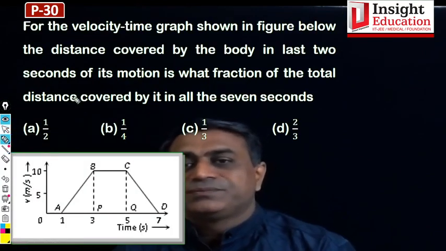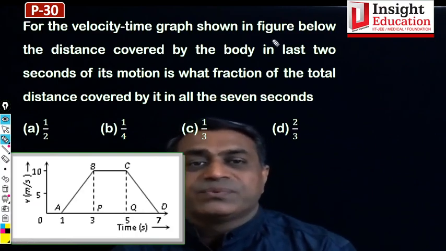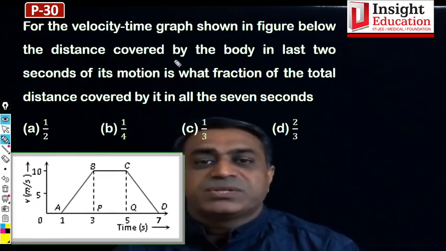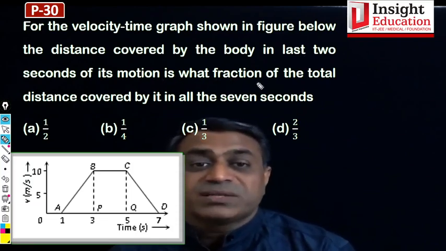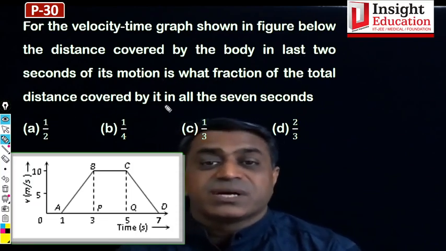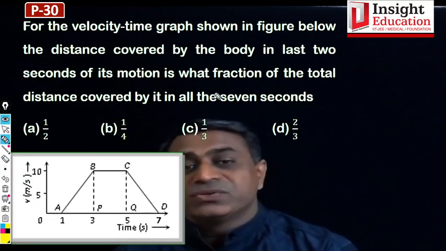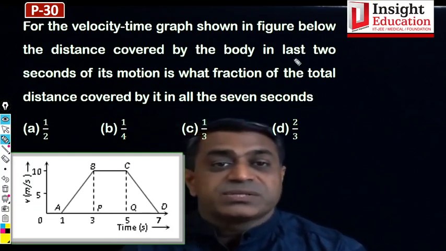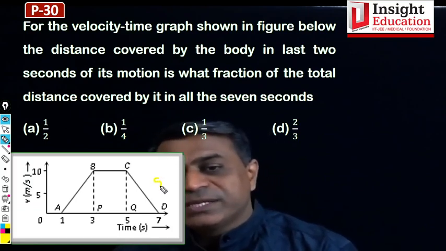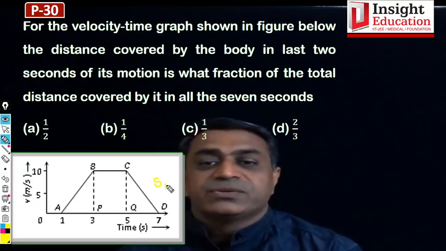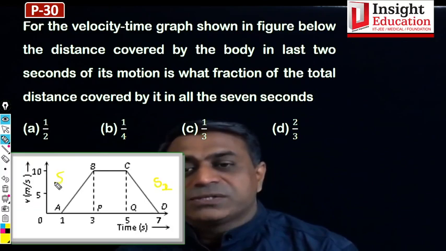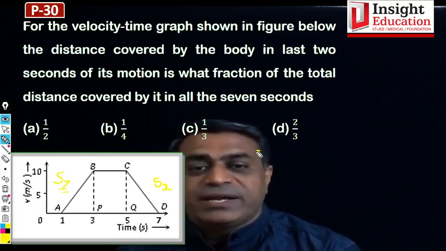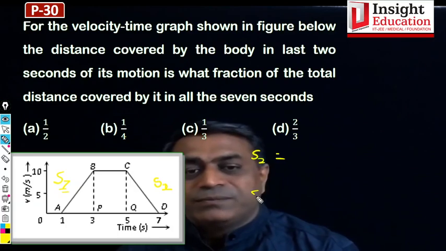Next example, the velocity-time graph shown in the figure. The distance covered by the body in the last 2 seconds of its motion is what fraction of the total distance covered in all 7 seconds? So it is a ratio. Suppose the distance covered in the last 2 seconds is S2, and the distance covered in total 7 seconds is S7. First calculate S2 and S7.